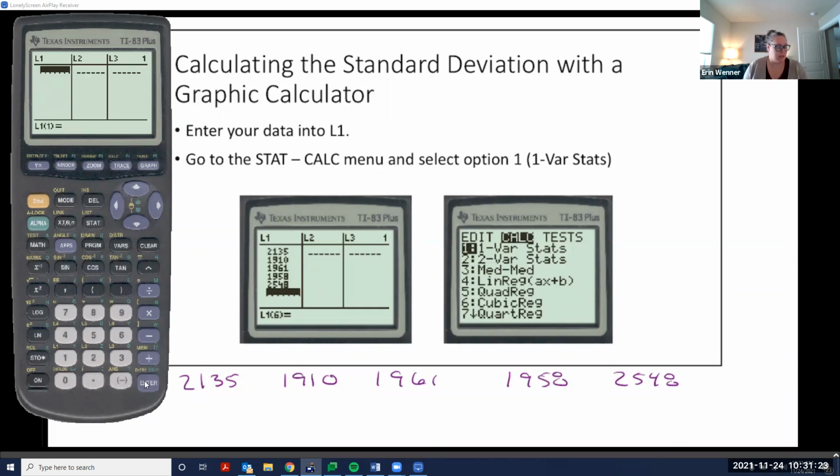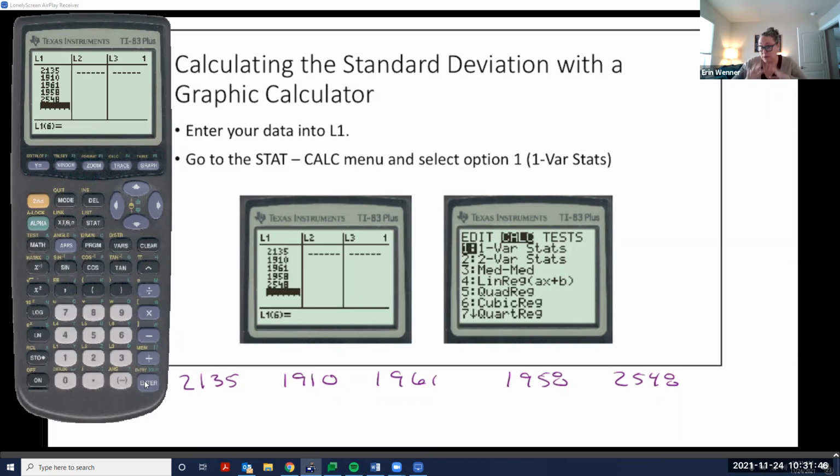And then we'll enter this data. So our first value is 2,135. Our second value is 1,910. Our third value is 1,961. Then 1,958 and 2,548. You'll notice that these numbers are not in order, and that's okay.